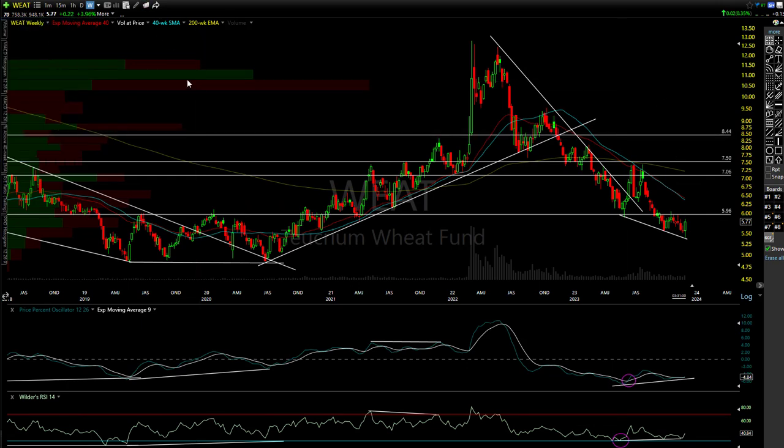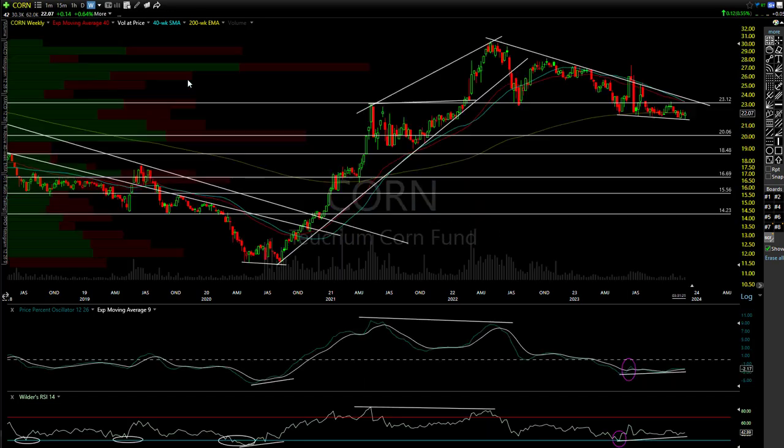I've got these charts up in the same comment thread. This is corn. CORN is the symbol for the ETN. Big old bullish falling wedge. You know, I highlighted here, I thought that would probably, and we did. We bounced one time off that level. It's gone lower, but you can see it's like wheat.